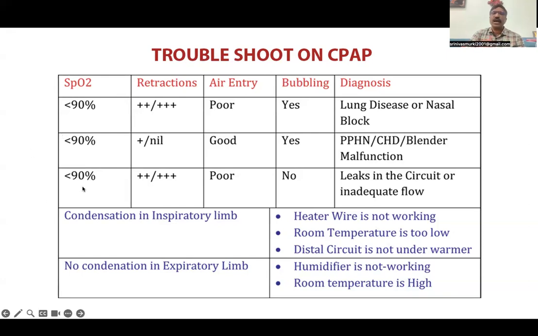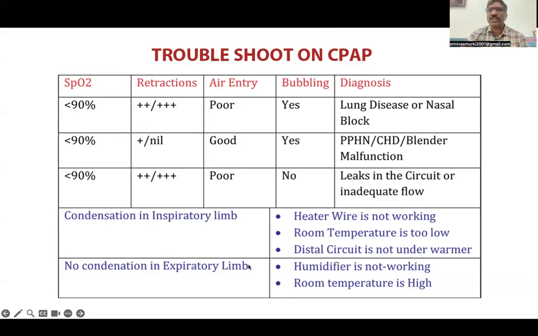If there is hypoxia and severe retractions, air entry is poor, and bubbling is not seen, very simply the pressure is not there in the circuit; definitely there is a leak in the circuit or your flows are inadequate. If there is condensation in the inspiratory limb, your humidification is not appropriate. So you need to increase the room temperature. You should ensure that the heater wire is working, the temperature probe is all right, and the end of the heater wire in the inspiratory limb is not below the radiant warmer or covered with an opaque thing. The last part of the heated inspiratory limb should be inside a radiant warmer or incubator to prevent condensation.